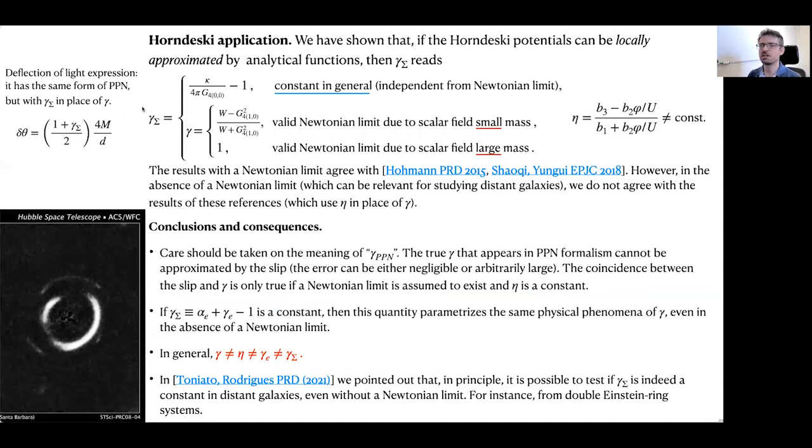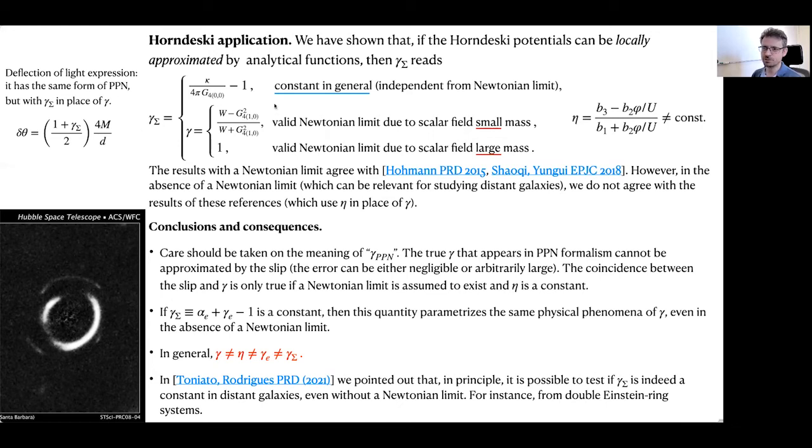In particular, I'm talking here about Rondesk application. I'll go straight to Rondesk without talking about Brunstick, which we do in our paper. So in Rondesk, we show that whenever it's possible to locally approximate the Rondesk potential by their analytical expressions, one can say that gamma sigma is a constant. Here's the general expression. This kappa and G400 are constants. So gamma sigma will be a constant in Rondesk. And moreover, if there is a valid Newtonian limit, then gamma sigma becomes equal to gamma.